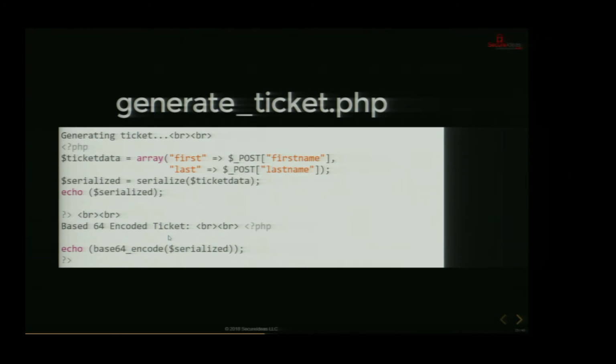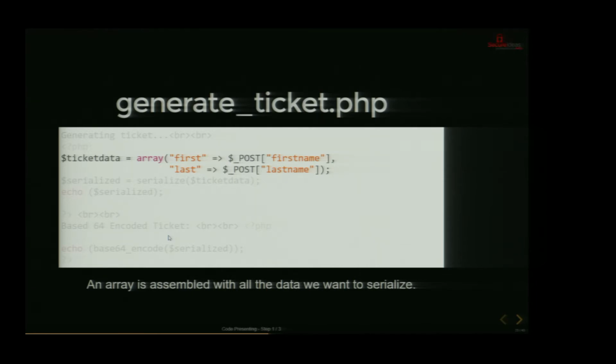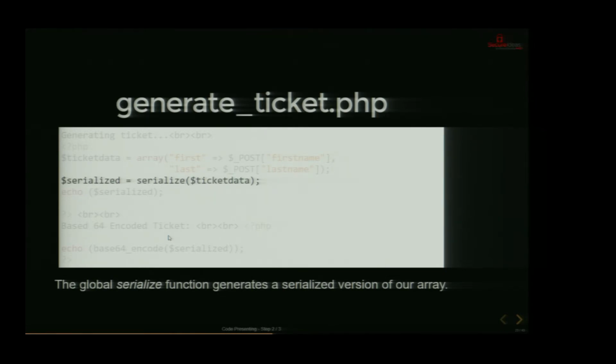So this is what we're doing to generate the ticket. Very simple. For those of you who know PHP, you should already understand this. For those who don't, I'll walk through it very quickly. So we have our ticket data, and for that, what we're doing is creating an array. It has my first and last name that comes from the post. So this is when I typed in the first and last name in that form field and then hit submit. This is the file that gets called after that. So it's taking that information, putting it into an array. It's calling the PHP built-in function serialize and passing in that ticket data. And then what's coming out of that is the serialized version, which I then echo out in base64 encoded form.